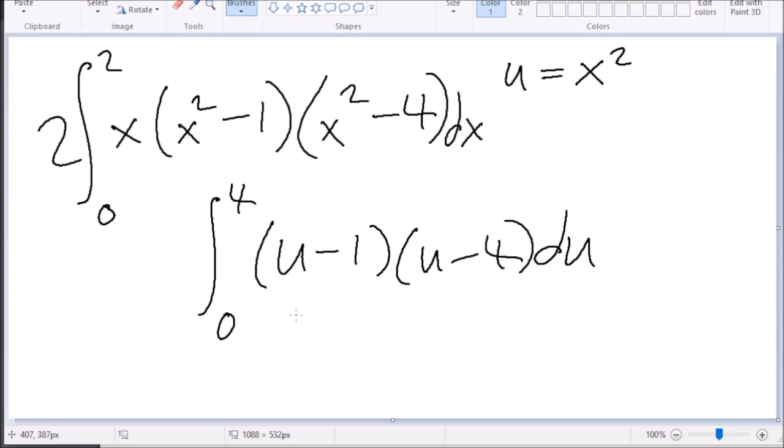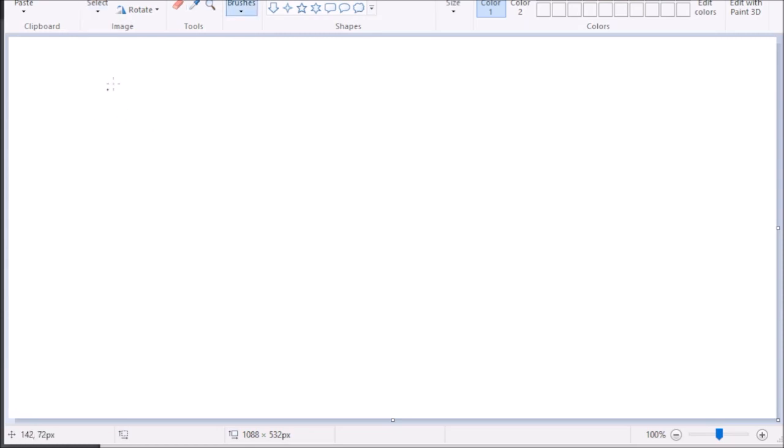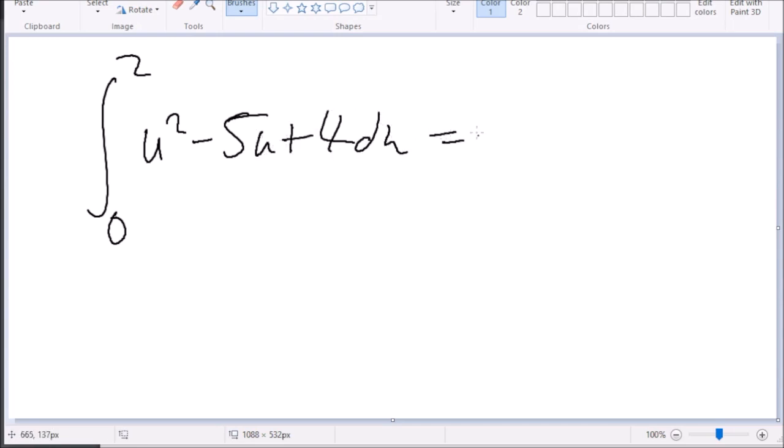Then we have to do expressions. This is u squared, -5u, plus 4. I think I did my math correctly. And then let me just rewrite everything. So we have from 0 to 2, u squared minus 5u plus 4 du. Usually when I speed integrate, I don't like writing du. It's just redundant. But then this is just u cubed.